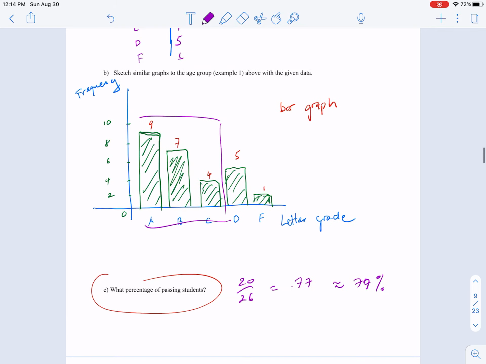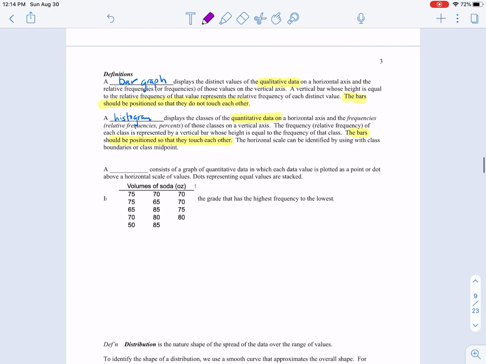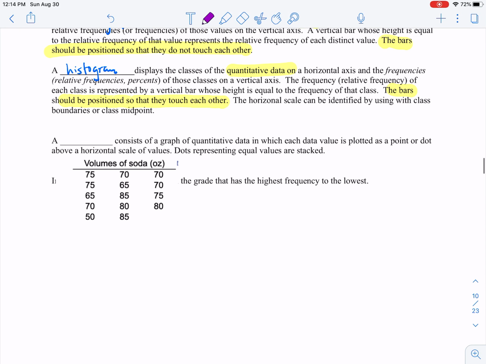So that's how you sketch a bar graph. Okay. Another graph I want to go over is called a dot plot. A dot plot is a graph that consists of quantitative data, in which each data value is plotted as a point or a dot above the horizontal scale of values. Dots representing equal values are stacked.